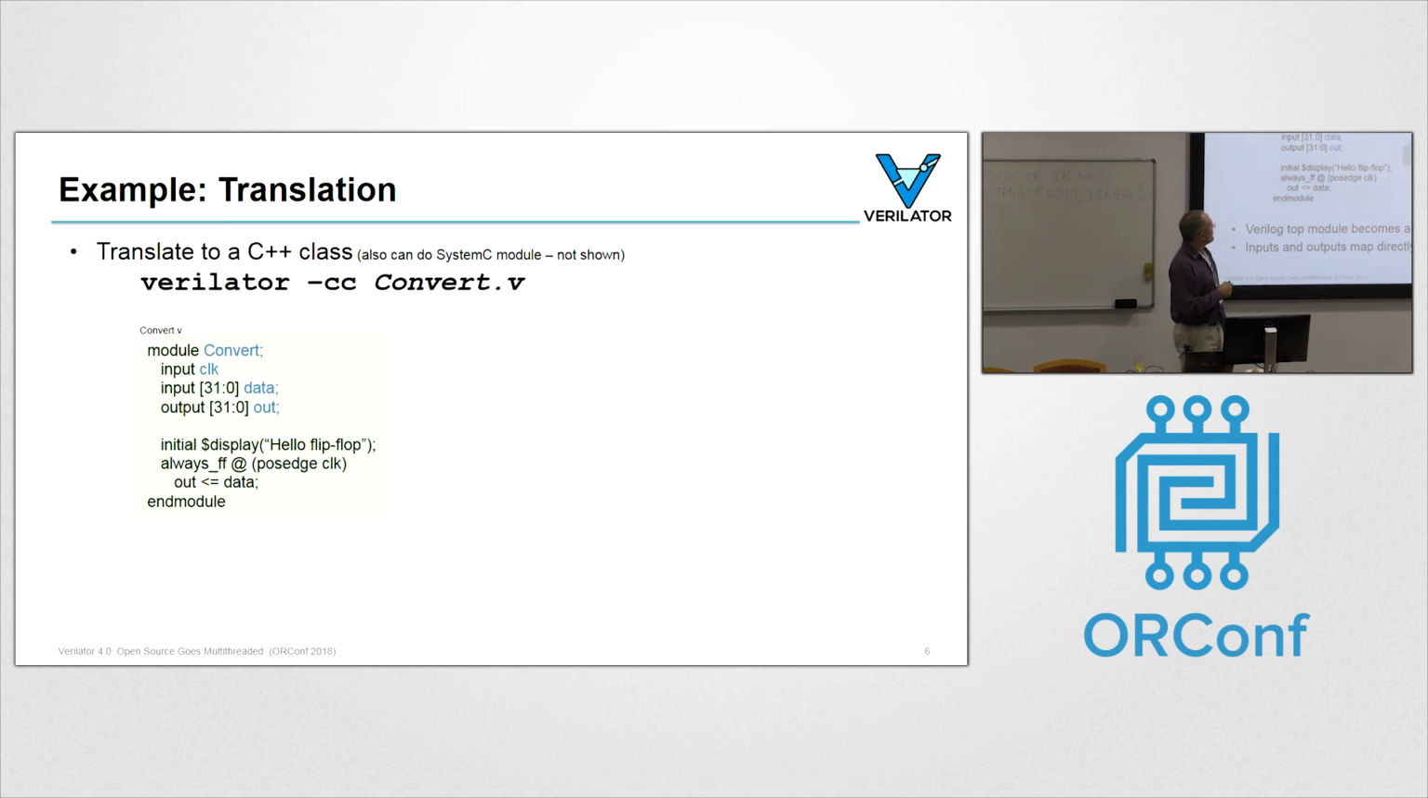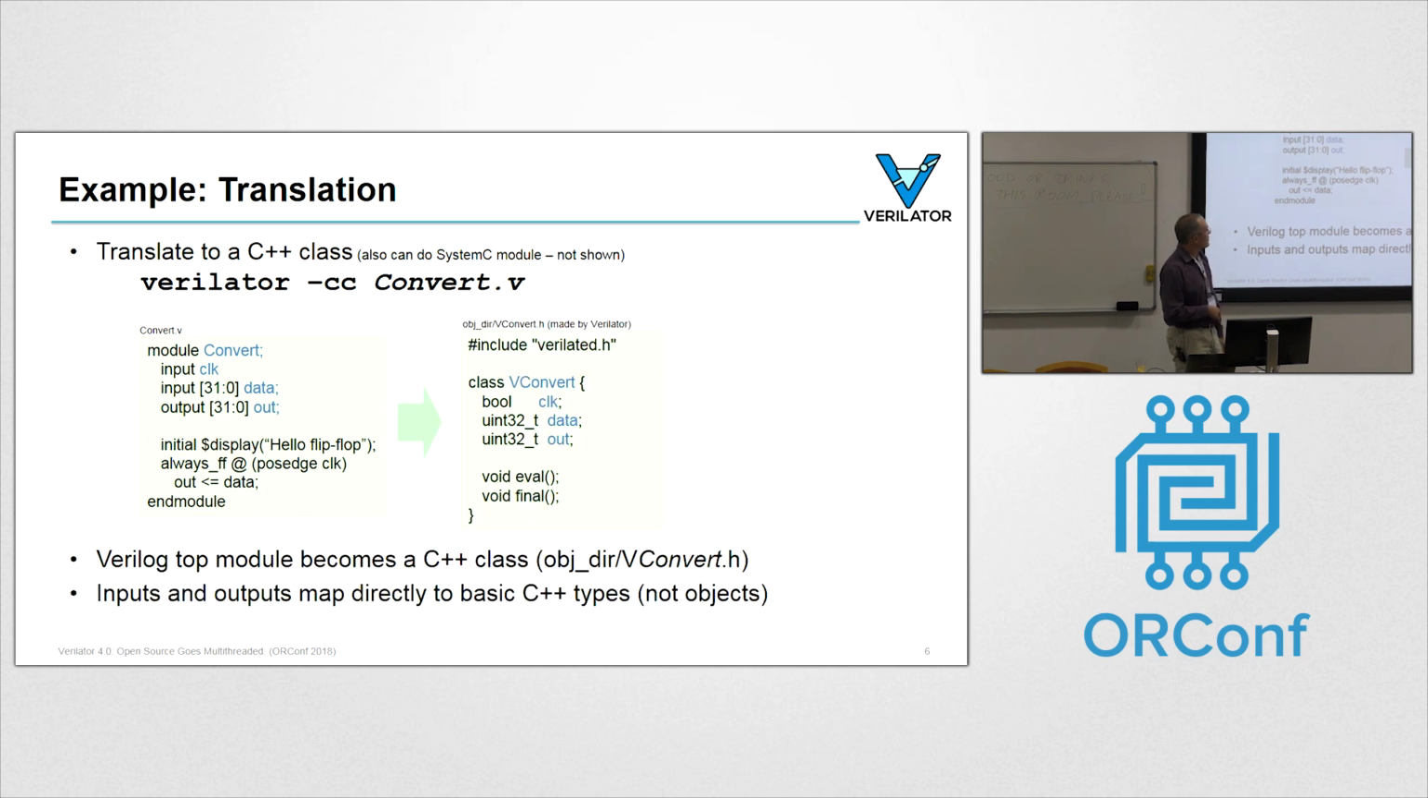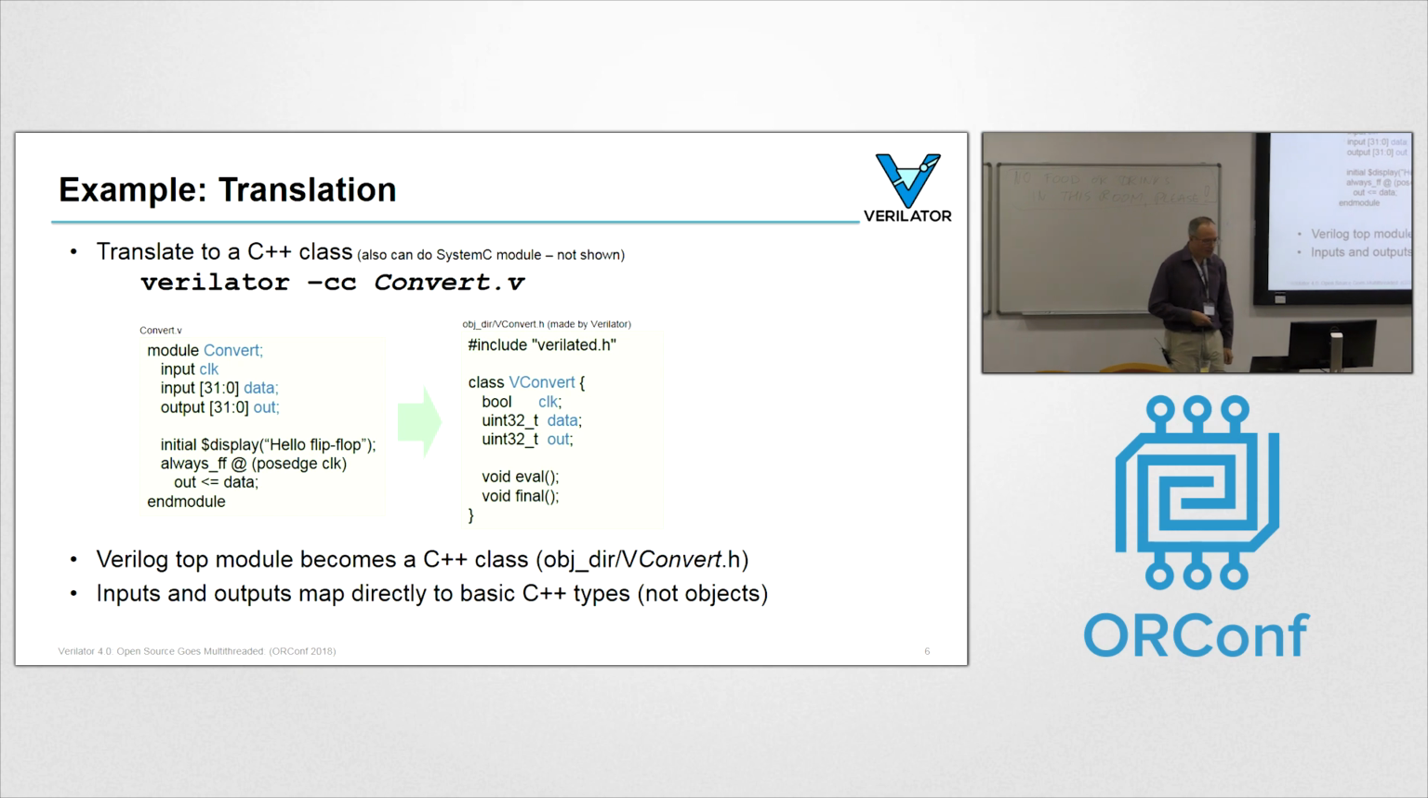And you see that I have my input clocks and data and an output, and these just become bool for the clock, and because this is 32 bits, it becomes a uint32, likewise for the output. And then these two functions, eval and final. And your model would just come in and call evaluate every cycle, and then when it's done, it would call final just to do a bunch of cleanup, like assertions, things like that.